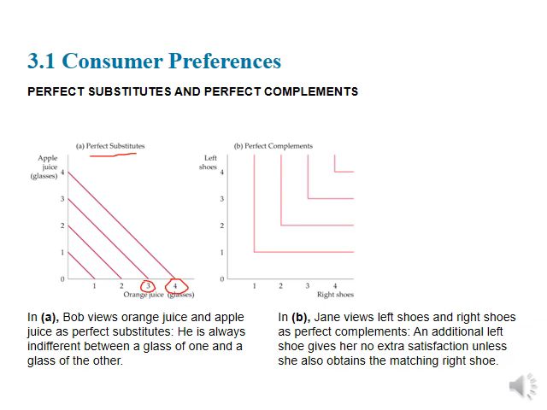In this next panel, we have perfect complements. And again, you'll see the marginal rate of substitution is either infinite, so I'll draw a little infinity sign here, or 0. And again, we have that left shoe and right shoe. In this case, Jane has 2 feet and an additional left shoe when she only has 1 right shoe gives her no satisfaction. An additional right shoe when she only has 1 left shoe gives her no additional satisfaction.